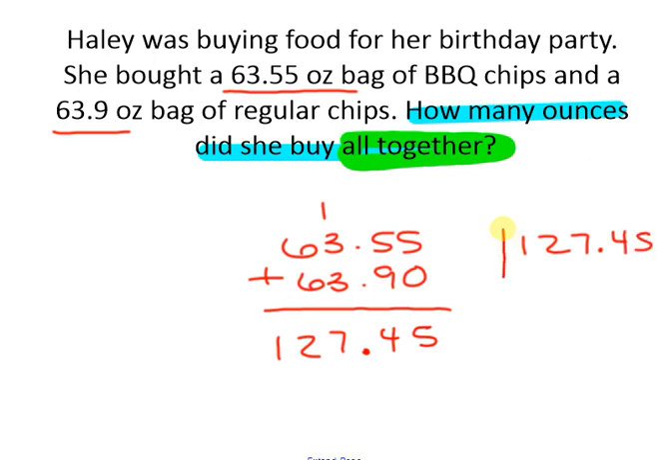127.45. By the way, as you're adding and subtracting decimals, it's really good practice not to leave this right here as your final answer, but to write it off over to the side and to box it off. It makes it a lot clearer.